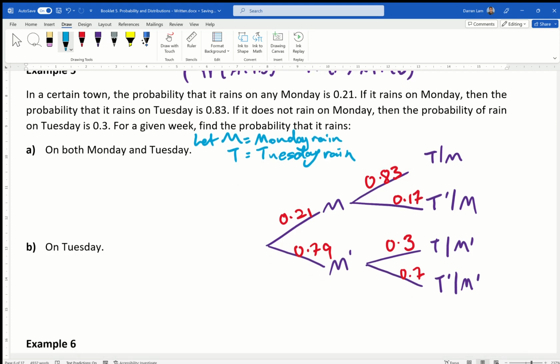Great. If it's both Monday and Tuesday, we're going to look at this value right here. Of course, we're not just finding that, we're going to multiply it out. So the probability of Monday intersecting with Tuesday equals, because we're following that path, 0.21 multiplied by 0.83, which if you put in the calculator will give you an approximate value of 0.1743.